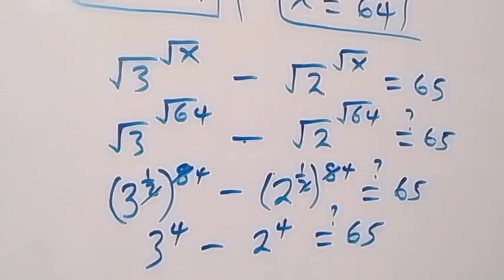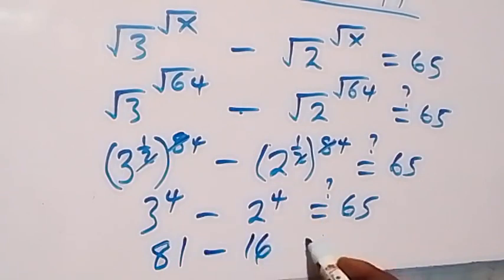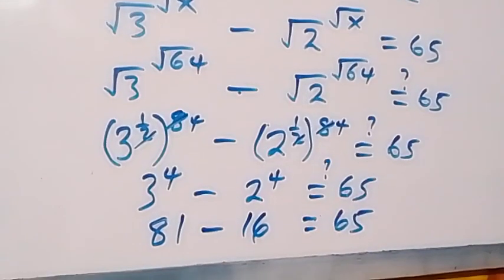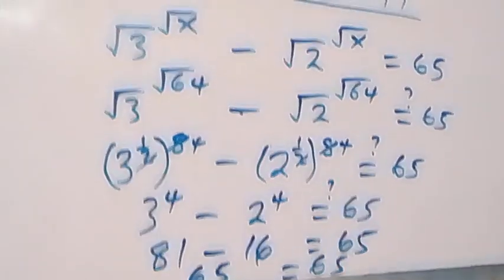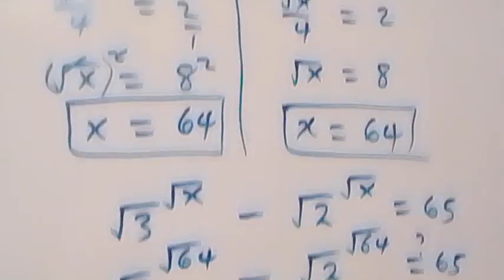Then 3 raised to power 4 means 3 multiplied by itself 4 times, which is 81. Then minus also 2 multiplied by itself 4 times, which is 16. Is equals to 65. Then when we subtract this, here we have 65, which is equals to 65. Now the left hand side equals to the right hand side, and we can then conclude that x equals to 64 satisfies this given problem.